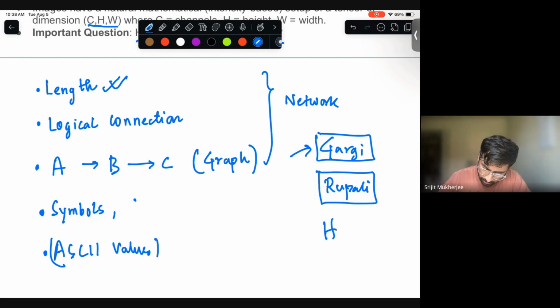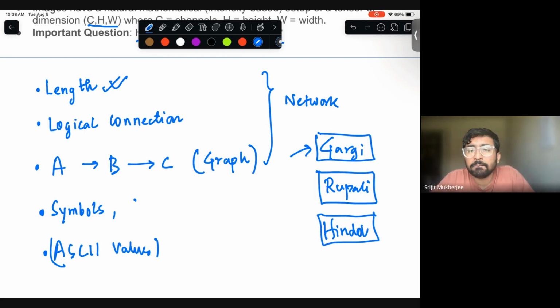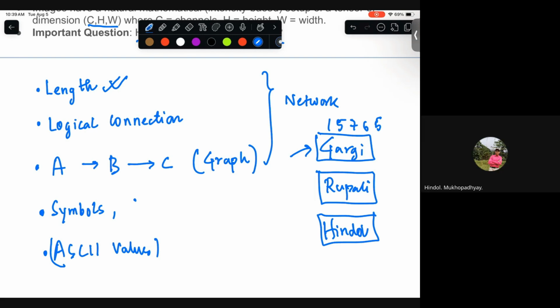Okay, Hindol is also now joining the list. Let's say you combine the ASCII values. ASCII values are nothing but each character has a specific number attached to it. You can call it 1, 2, 3, 4 like this. So Gargi will be represented as, let's say, 1, 5, 7, 6, 5. Am I right, Hindol? According to what convention?